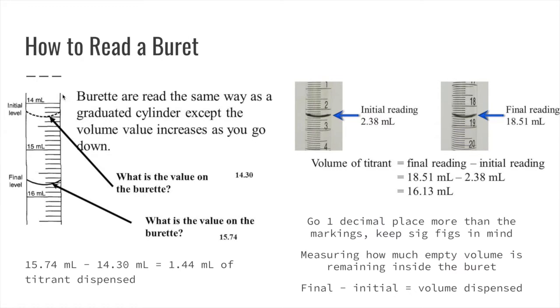When you look at a burette, you should read it downwards, because the volume value actually increases as you go down. So this would be 14.00, 14.10, 14.20, and so on. Remember to always keep one decimal place more than the markings, so 14.3 would actually be 14.30. Since the markings go to the tenths place, you should record the volume to the hundredths place. The burette is labeled backwards, so when you do final reading minus initial reading, you get a positive value for the volume dispensed. Lastly, remember to read from the bottom of the meniscus when you're at eye level.